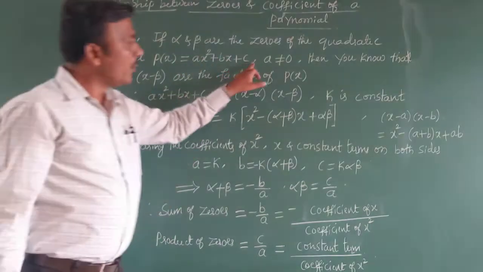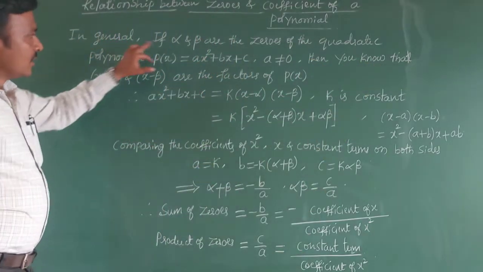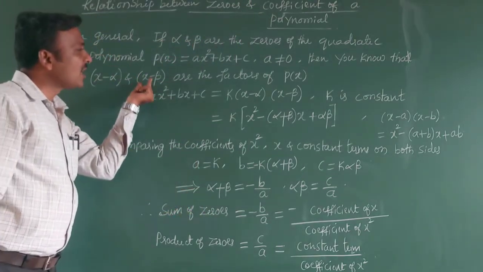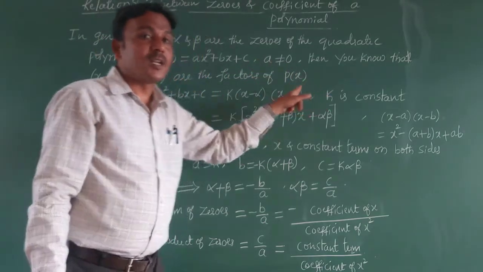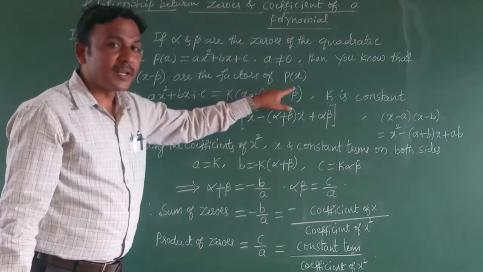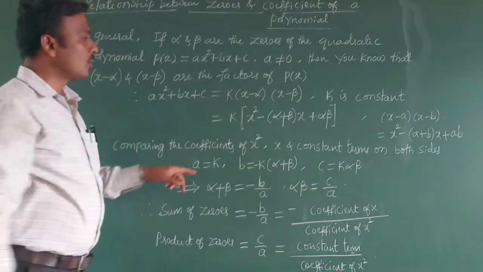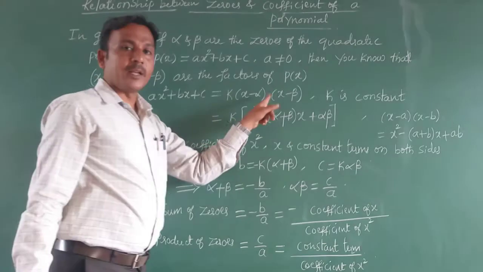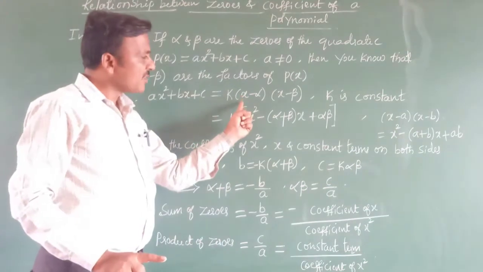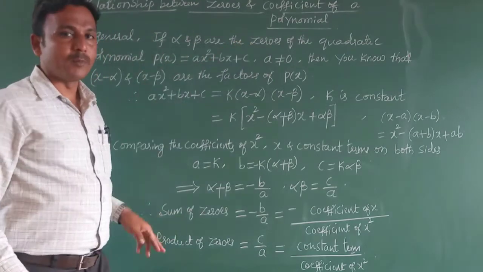Here a is not equal to 0. If alpha and beta are the zeros of this quadratic polynomial, then (x − alpha) and (x − beta) are the factors of p(x). This concept you already learned in your previous class. Therefore, ax² + bx + c = k(x − alpha)(x − beta), where k is any constant. These are the factors of the given polynomial.